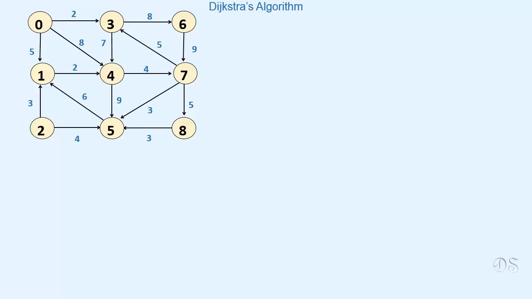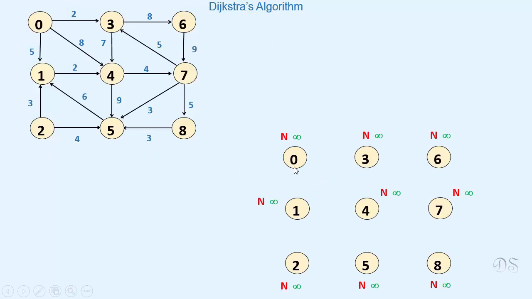In this video, we'll understand the procedure of Dijkstra's algorithm with the help of this graph. Now, initially, all vertices are temporary. Path length of all vertices is infinity and predecessor for all vertices is nil. Now, we'll take vertex 0 as the source vertex. So, at the end of the algorithm, we'll be able to find shortest paths from this vertex 0 to all other vertices of the graph.